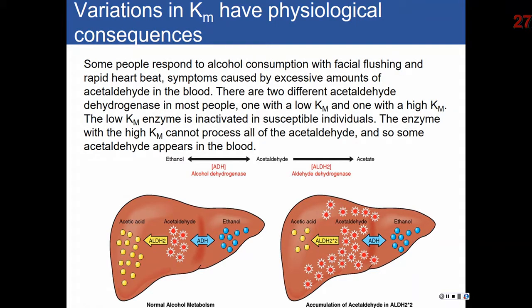So here's normal alcohol metabolism, and this is the accumulation of acetaldehyde in the blood. You'll know this now. This is how that works. These are the consequences of when the Michaelis-Menten constant is off, or altered. We've now seen what happens to beta secretase if you've got a change in Vmax, and now we've seen what can happen if you have a change in the Michaelis-Menten constant.